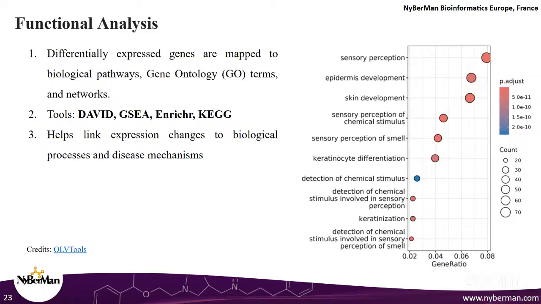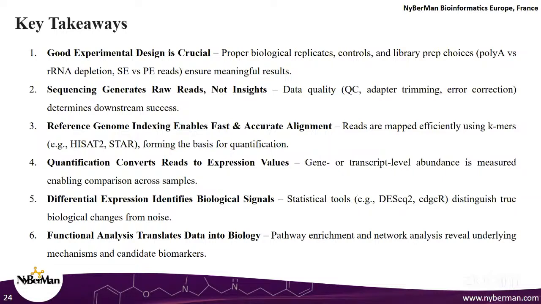Okay, so with that said, the key takeaways of today's lecture are that a good experimental design is very crucial. You need to decide on a proper number of biological replicates, controls, library prep, etc. Sequencing only generates raw reads, not insights, right? That is why it is very important to maintain high data quality, and your data quality will determine all downstream analysis, right? Third point is reference genome indexing enables fast and accurate alignment, helps in saving a lot of time and computational intensity.